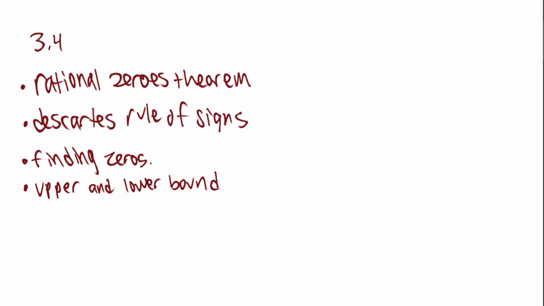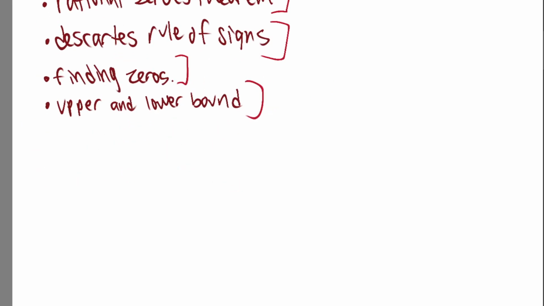Hey, so today in this video, we're going to be covering chapter 3.4, which covers 4 different things: the rational zeros theorem, Descartes' rule of signs, finding zeros, and finding upper and lower bounds. These look very intimidating because they're new math terms that we haven't seen before, but they're actually not too bad. So we'll just get into it.